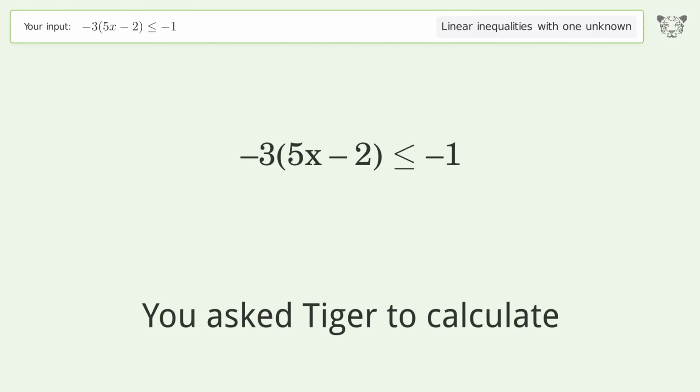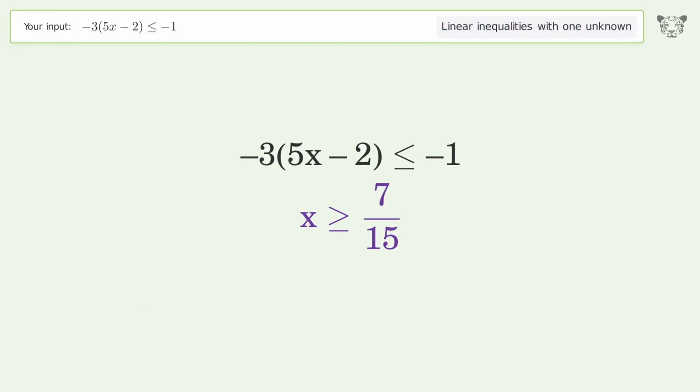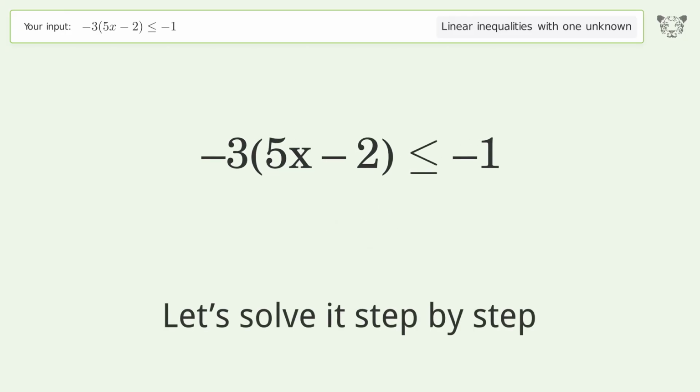You ask Tiger to calculate. This deals with linear inequalities with one unknown. The final result is x equal or greater than 7/15. Let's solve it step by step.